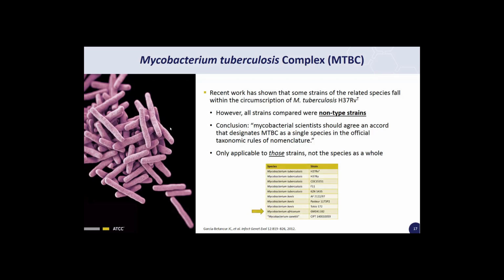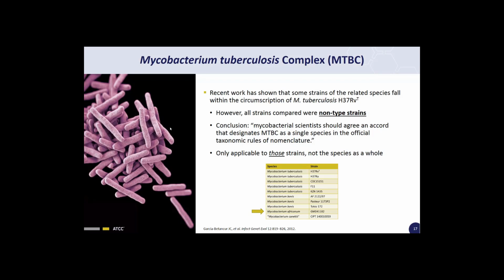For example, it can be said that Mycobacterium africanum, strain GM041182, is actually a strain of Mycobacterium tuberculosis. However, although the paper's conclusion seems to indicate this, it cannot be concluded from their work that all strains of Mycobacterium africanum are actually strains of Mycobacterium tuberculosis. Such a more wide-ranging conclusion can only be reached by showing that the type strain of Mycobacterium africanum, i.e. the definition itself of Mycobacterium africanum, falls within the circumscription of MTB.